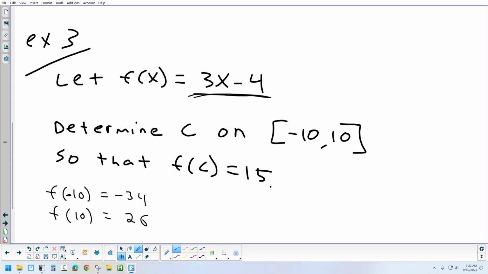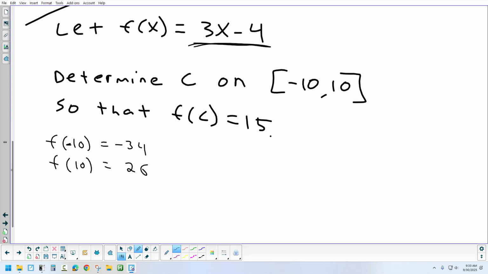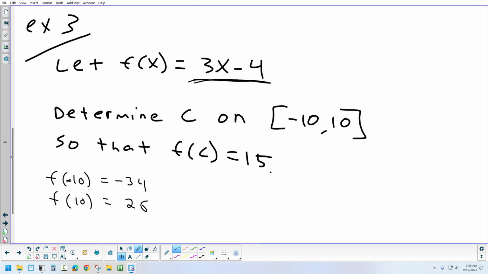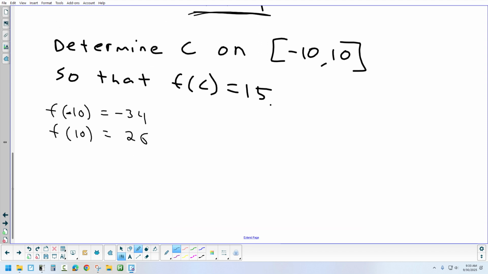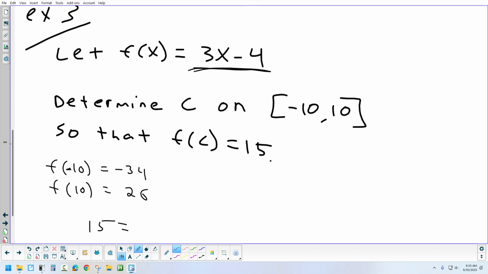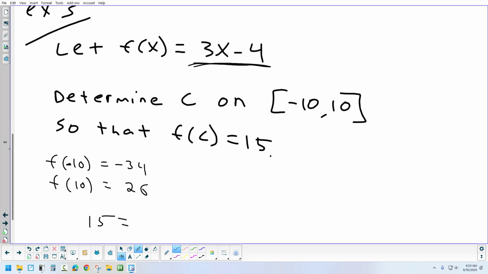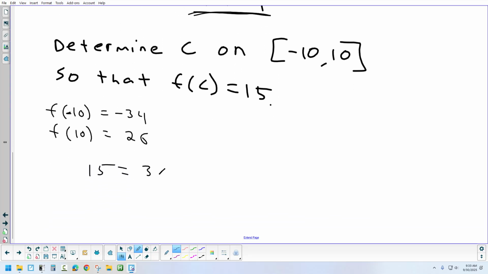They want to know if I'm going to go through the number 15. Will I pass through 15 at some point between -10 and 10? Yeah, because 15 is between -34 and 26. So now I know that I'm going to pass through 15. Let's find where. That's not really important. But the reasoning of why I'm going to pass through 15, that's important. If that reasoning doesn't make sense, then the next question won't be able to do it. So now we know we're going to pass through 15, so set that equal to 15 and solve it.